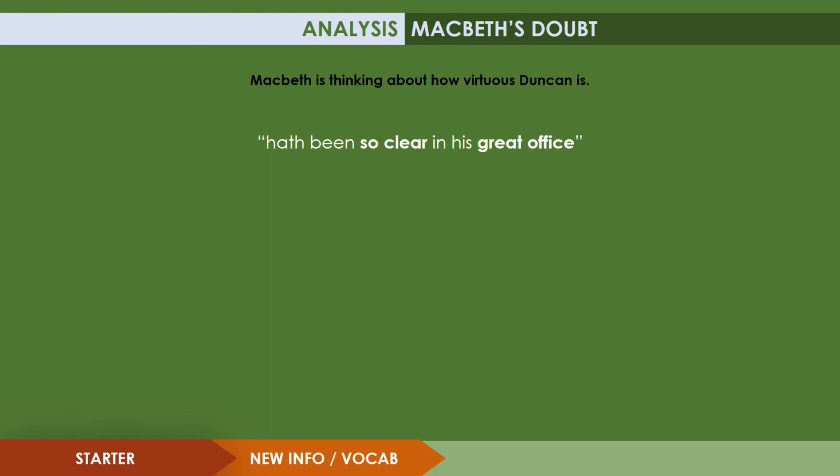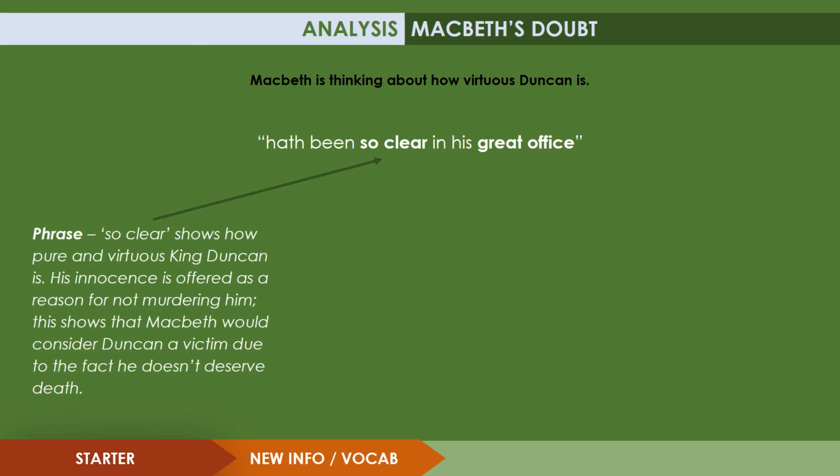Okay guys, the last quotation we're going to look at is hath been so clear in his great office. Okay, so here Macbeth is thinking about how virtuous Duncan is. So the phrase so clear shows how pure and how virtuous King Duncan is. Okay, so his innocence is offered as a reason for not murdering him. So this shows that Macbeth would consider Duncan a victim due to the fact he doesn't deserve death.